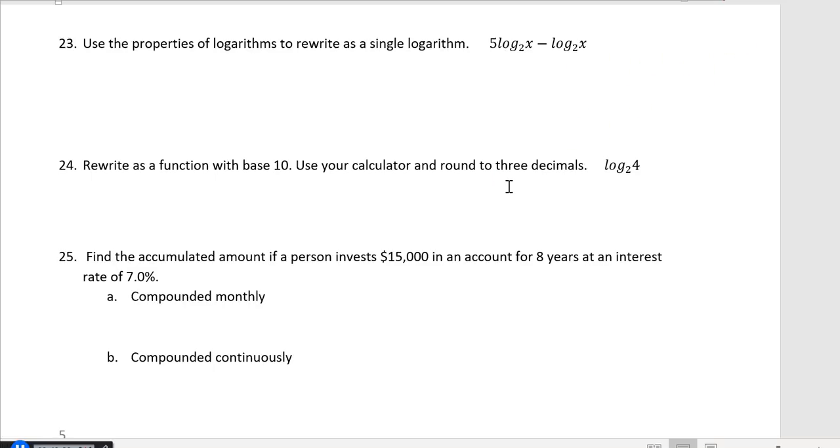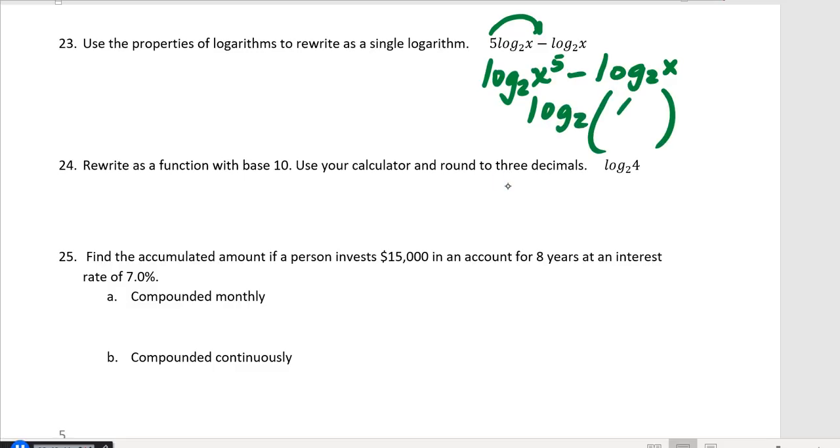So I'm going to ask you to rewrite some as single logs. So this could be easy. I could rewrite this as log base 2 of x to the 5th, I move to the exponent position, minus log base 2 of x. I know that when I subtract logs, it's the same thing as taking those arguments and dividing them. So I'm going to end up with log base 2 of x to the 4th.